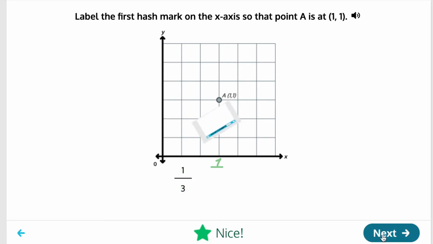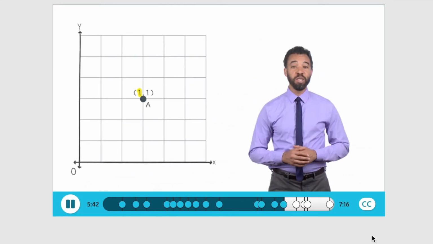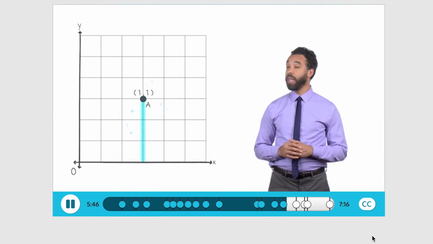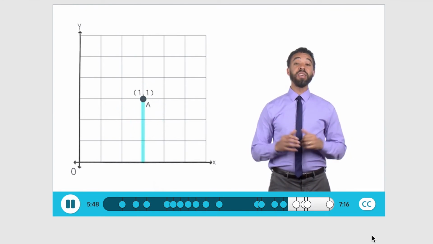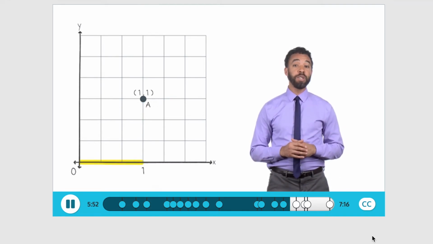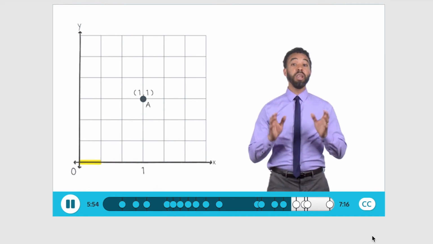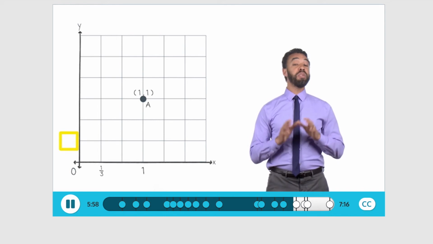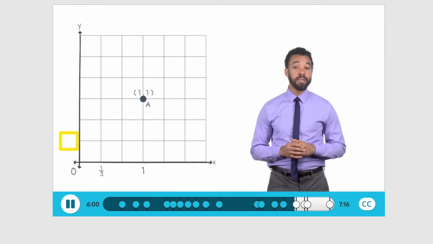Yay. We know the x-coordinate is 1. If we follow the grid line down from point A to the x-axis, it falls at a distance of 1 from the origin. There are 3 square lengths between the origin and 1, so the length of each square on the grid is 1/3. Now, label the first hash mark on the y-axis.